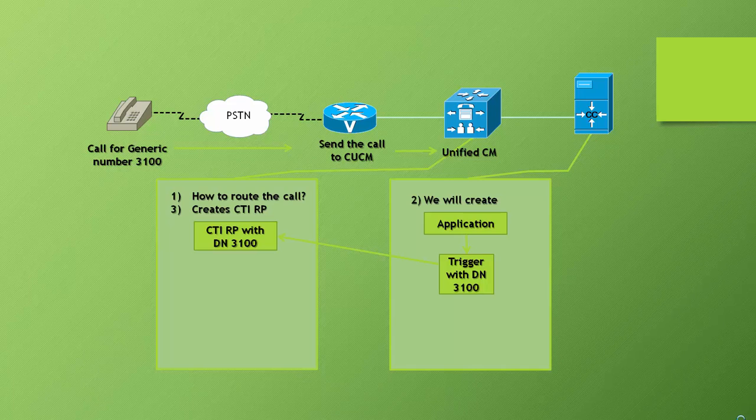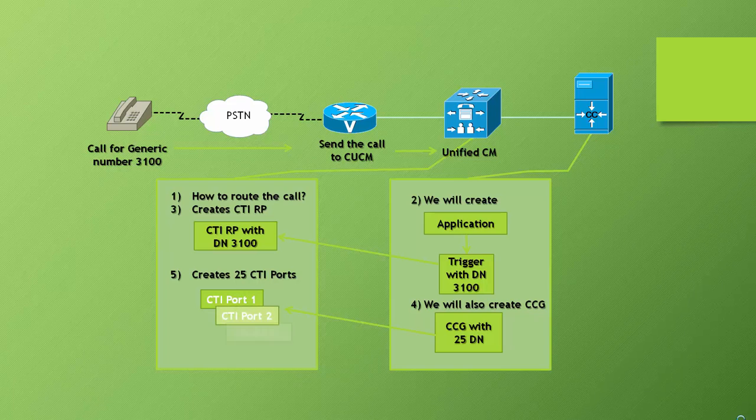Now the unified CM knows how to route the call out to the UCCX with the help of the CTI route point. But we need to have the CTI ports to enforce the license and to establish a session with the unified CCX. So we will create the call control group in unified CCX with 25 DNs, and that would contact the unified CM and create those 25 CTI ports. So with that said, let me quickly navigate over to the unified CCX administration web page, where we would be creating the call control group and application with trigger.